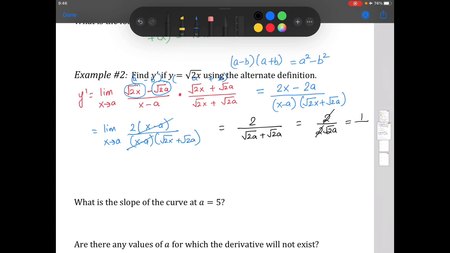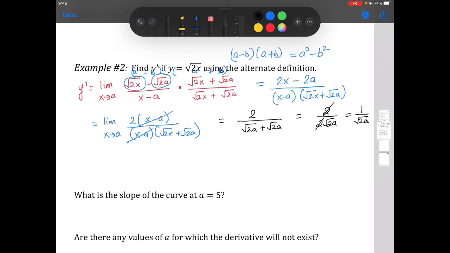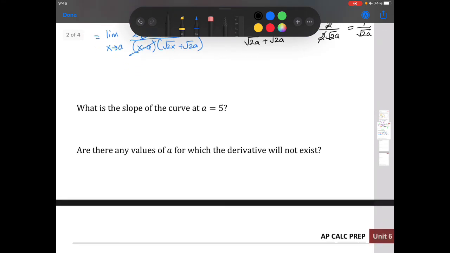There's 1 in the numerator. Please do not write your final answer as just root 2a. There's 1 in the numerator over root 2a, right? So that is your definition or the formula for the derivative.